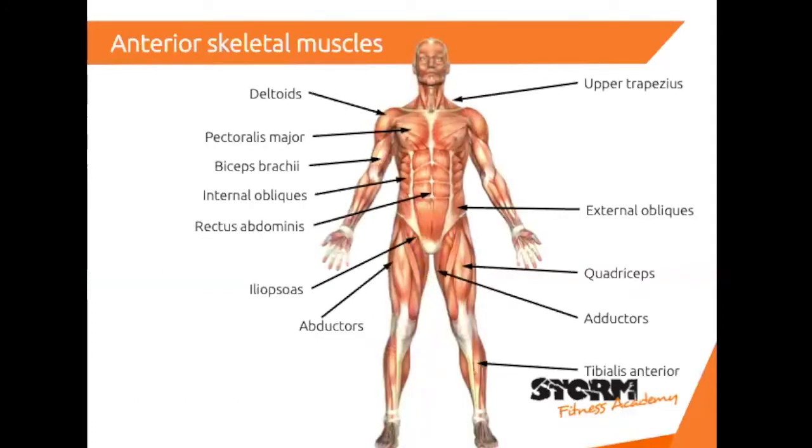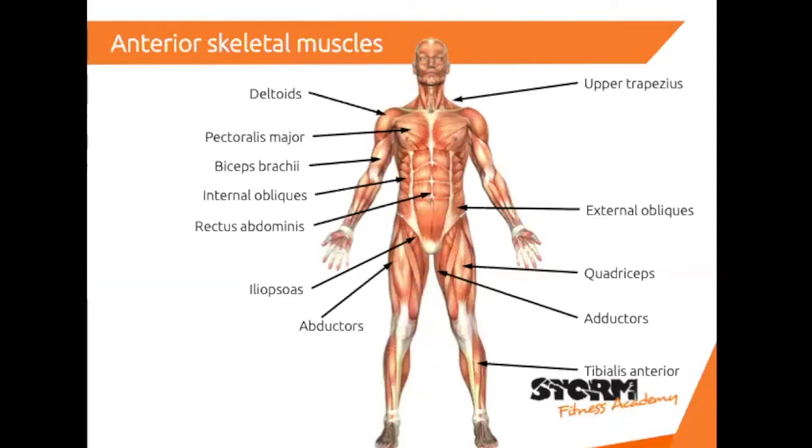Now, when we refer to muscles, we refer to them as the anterior muscles and the posterior muscles. And anterior is the front of the body. So make sure you know that, because when they talk about muscles in the exam, they'll say anterior or posterior. So anterior is everything you see on the front of the body there.